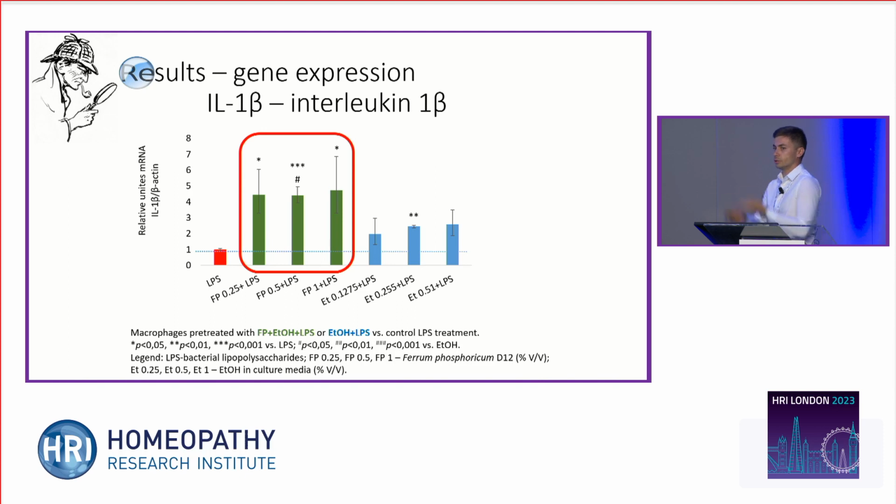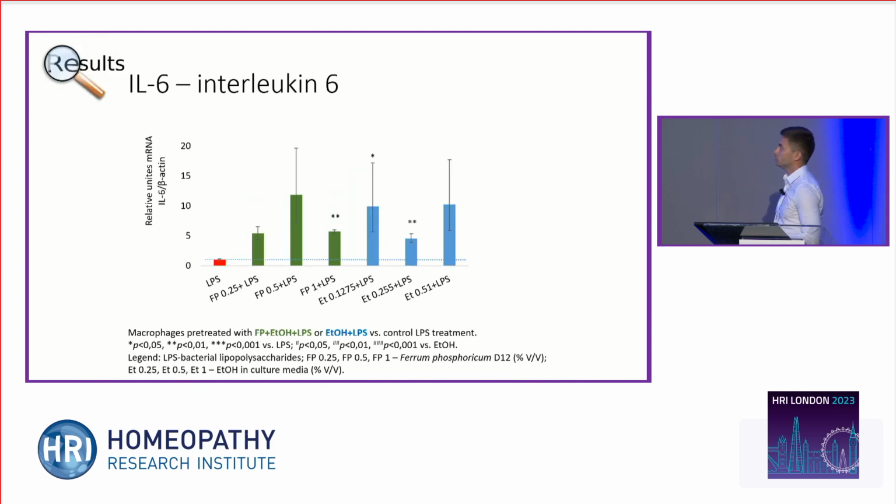As a gene you test when you check for acute inflammation. But we continue with interleukin 6. In the case of interleukin 6, we have no such nice difference with the ethanol group, but still we have induction of interleukin 6 gene expression by ferrum phosphoricum higher than the LPS-treated control group again.